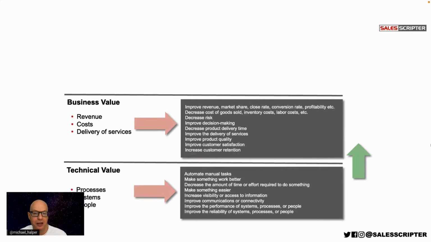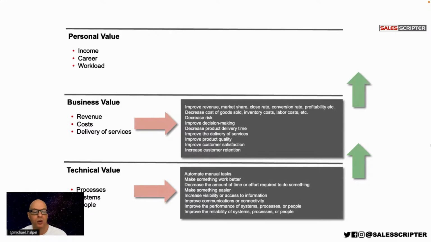And when you deliver business value, those can create another level of improvements, which is what we call personal value. And this is where you create benefits for the person that you're selling to. Now, this could be if you're selling to an executive, a manager. This is where the benefits that your product delivers could help them personally.